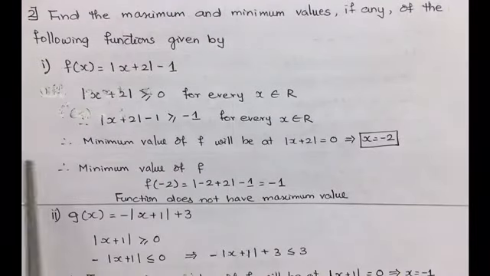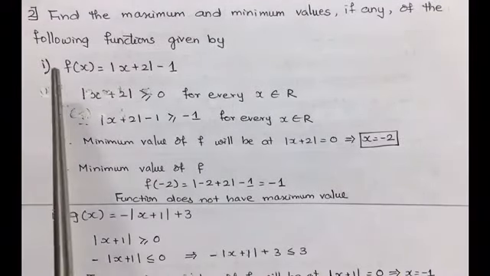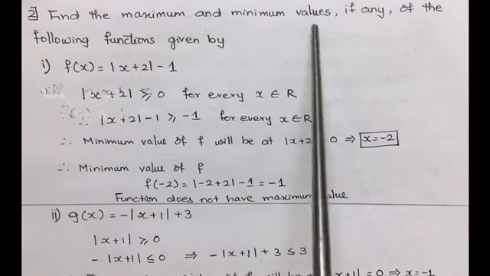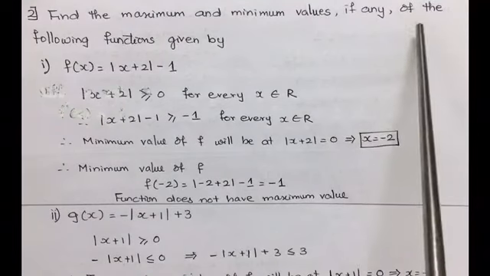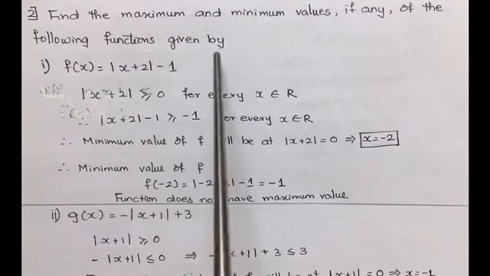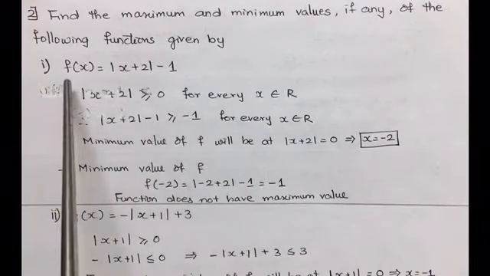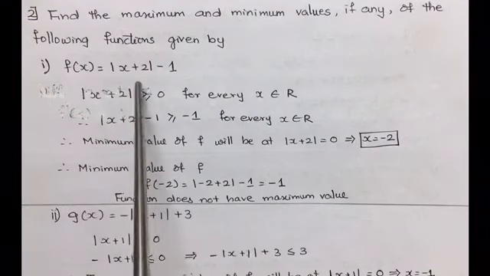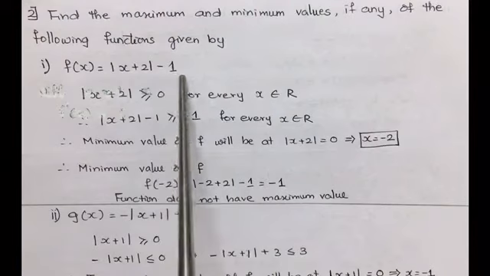Question number 2's first part. Here it is asked that find the maximum and minimum values, if any, of the following functions given by. The first one is f(x) is equal to mod of x plus 2 minus 1.